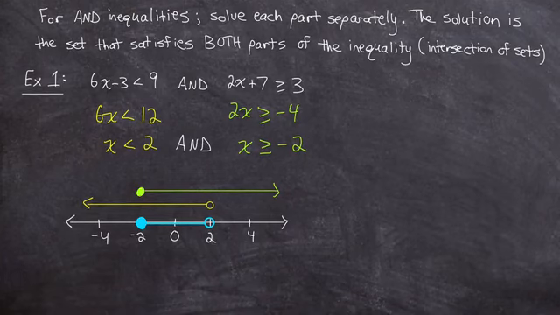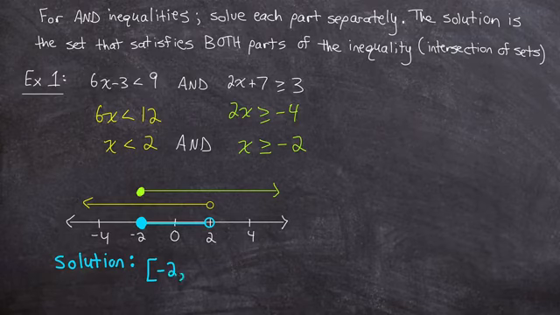So my final solution to this compound inequality would be the numbers between -2 and 2, including -2, but not including 2, which is why I have a square bracket at -2, but a round bracket at 2. Notice any number within this interval between -2 and 2 would be both on this line and that line, which means its value would satisfy both the first inequality and the second inequality.